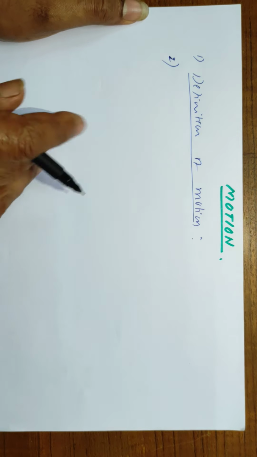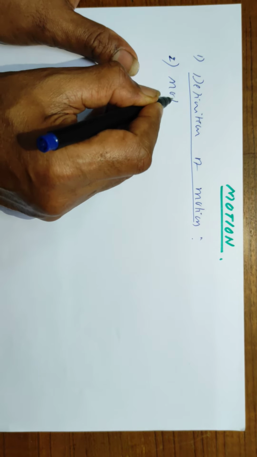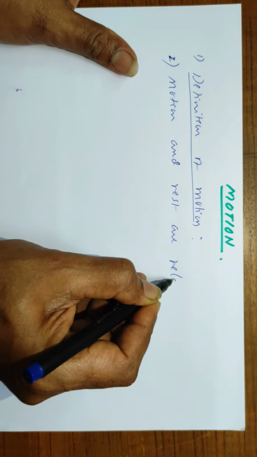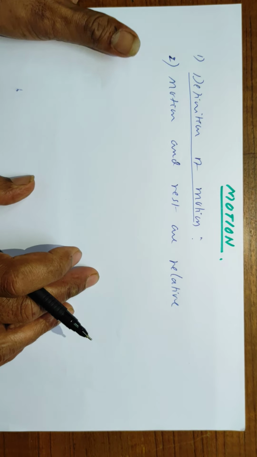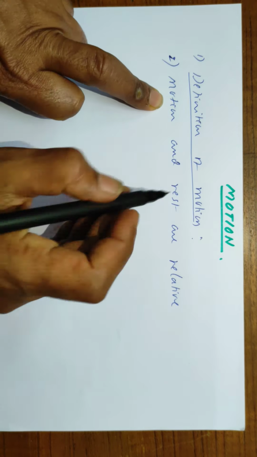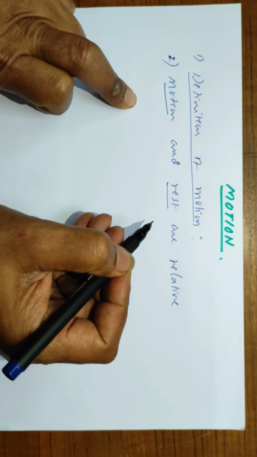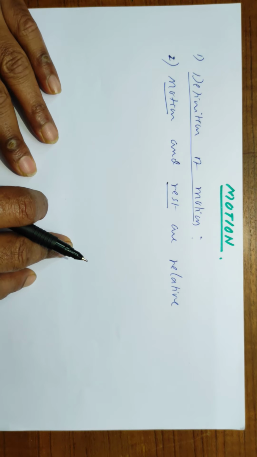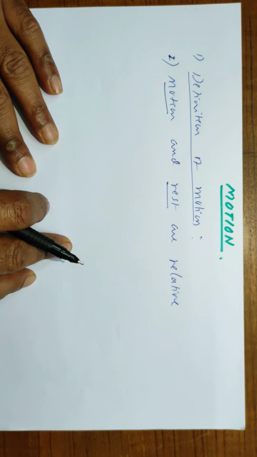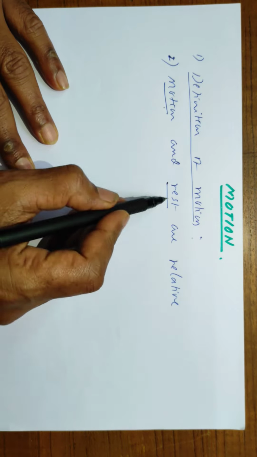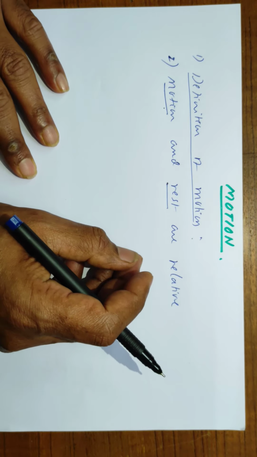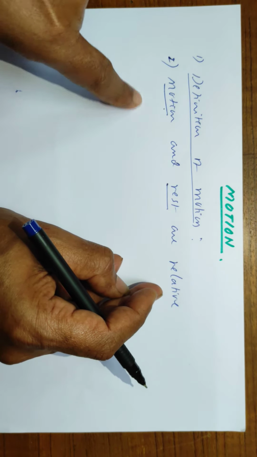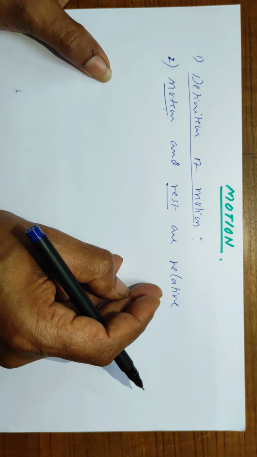Second thing is motion and rest are relative. That means to describe the state of motion or the state of rest, we always select another object, another point as reference. Therefore, motion and rest are relative. They are not absolute. Always we select another object to describe the state of rest or the state of motion.